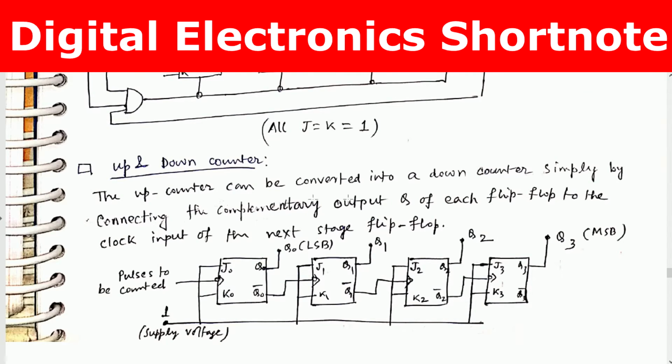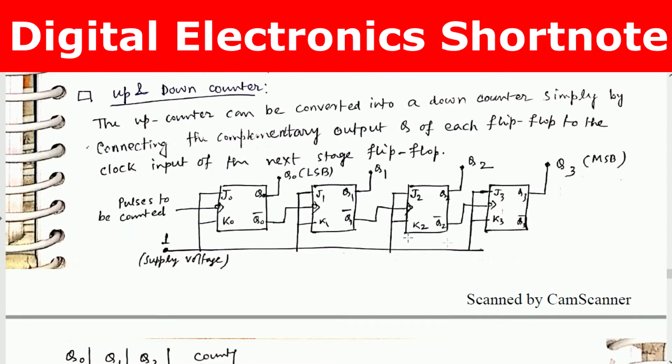Up and down counter. The up counter can be converted into a down counter simply by connecting the complementary output Q-bar of each flip-flop to the clock input of the next stage flip-flop. Okay, so if you connect this, it will change.